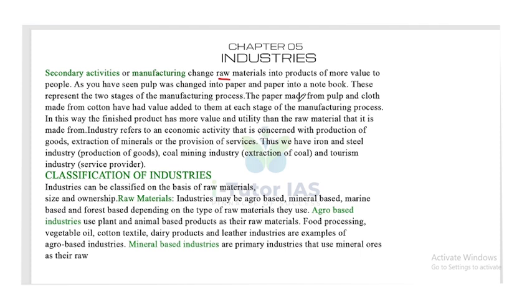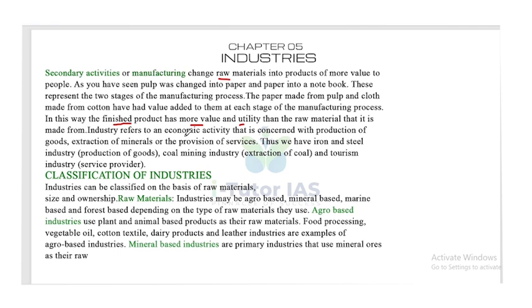The paper made from pulp and cloth made from cotton have had value added to them at each stage of the manufacturing process. In this way, the finished product has more value and utility than the raw material that it is made from. We know the finished products have more value and utility than the raw materials that they are made from.